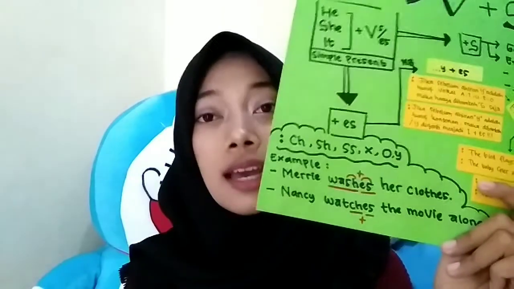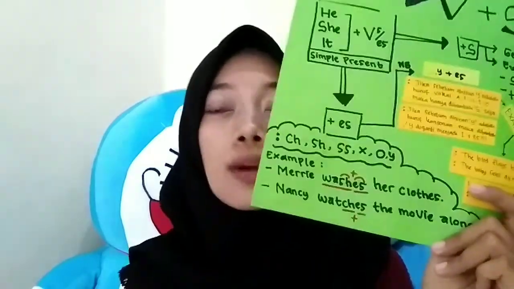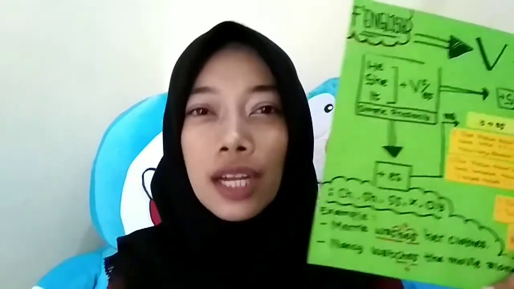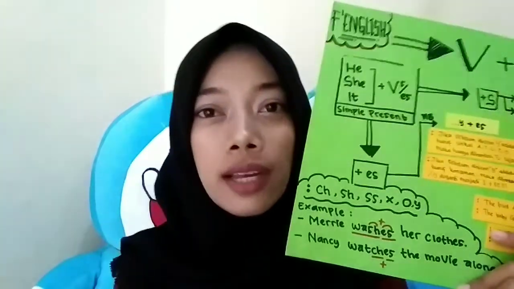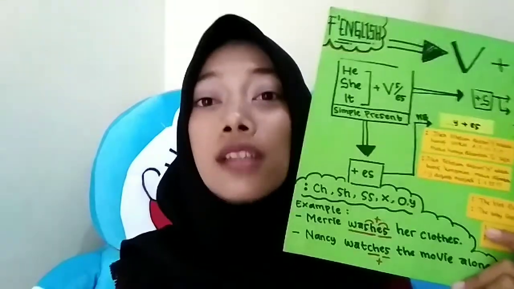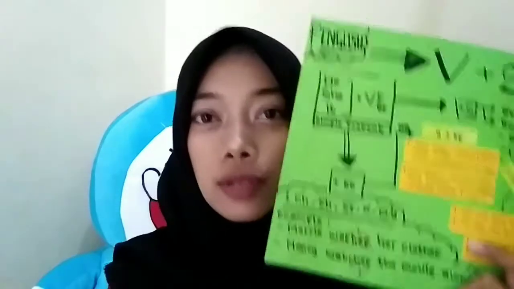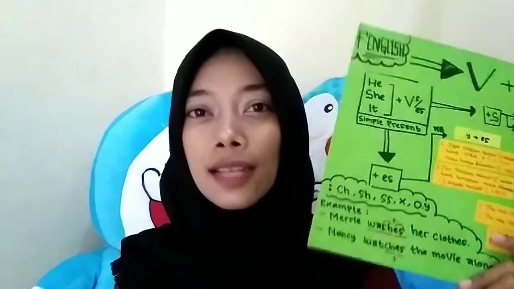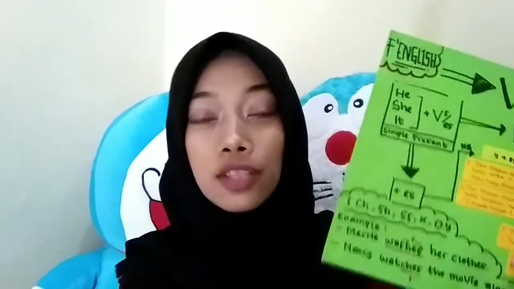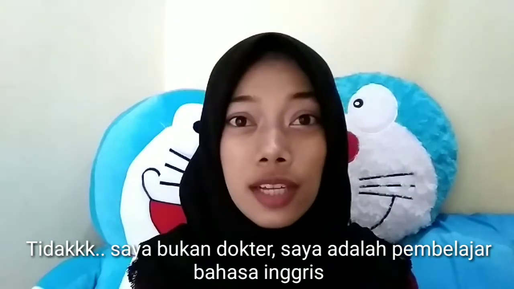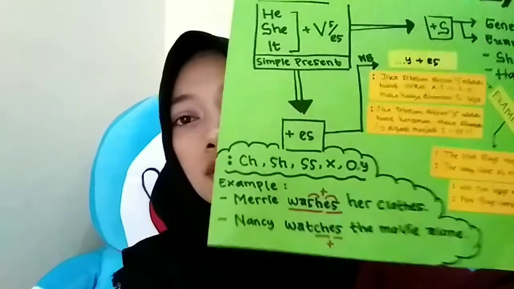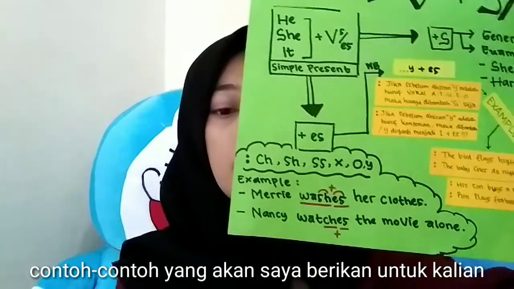Jadi, kalau misalkan additionalnya itu es, absolutely kalian harus yakinin dulu kalau dua huruf terakhir dari verb yang kalian gunakan itu berakhiran ch, sh, double s, x, o, sama y. Dan untuk yang y itu nanti ada keterangan tambahan ya. Jadi keterangan lebih lanjut hubungin dokter. No, I'm not a doctor, I'm an English learner. Nanti aku akan kasih tahu kalian keterangan lebih lanjut tentang y, tapi sekarang di sini kita akan bahas dulu tentang examples that I will give you guys.